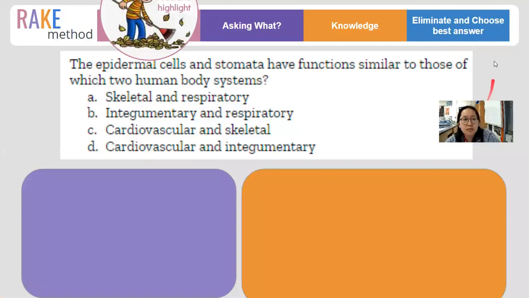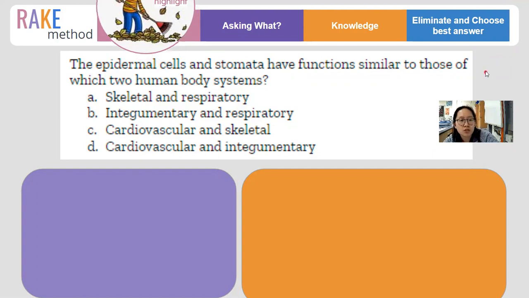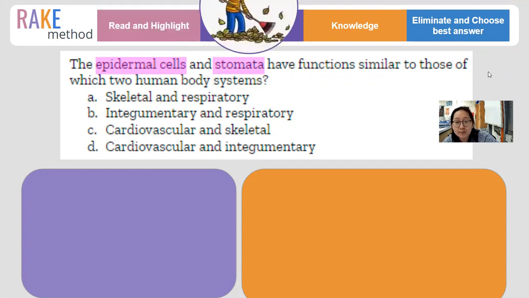So the first part of this is going to be read and highlight for the RAKE method, right? We have the question. The epidermal cells and stomata have functions similar to those of which two human body systems? Okay, so we're going to highlight the important parts of this question. The epidermal cells are important for us to notice that this is a key point of the question. We need to know about the stomata as well of a plant.